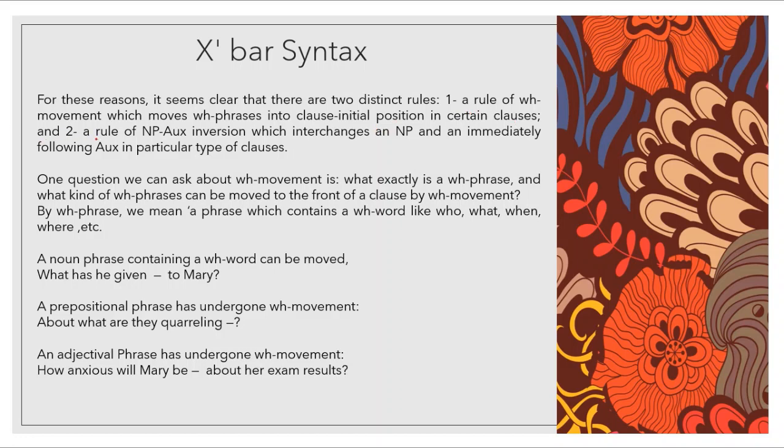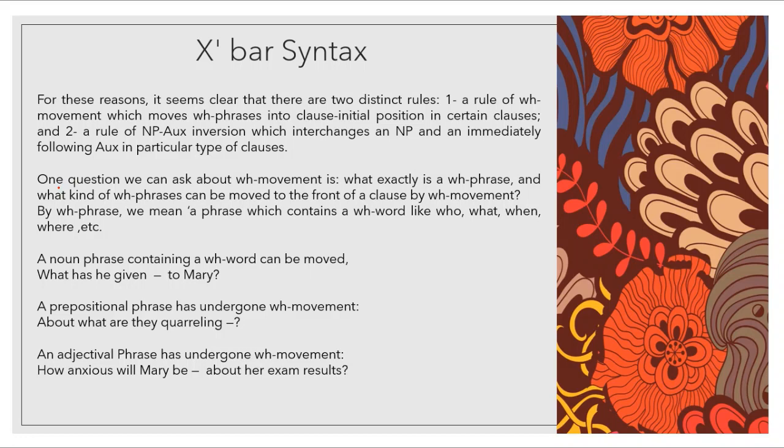And two, the second rule is a rule of NP and auxiliary inversion, meaning the inversion which interchanges an NP and an immediately following auxiliary in particular types of clauses. That is, the auxiliary that comes immediately after the NP, you apply the inversion to it. Okay, I hope it's clear because I tried my best to explain this.